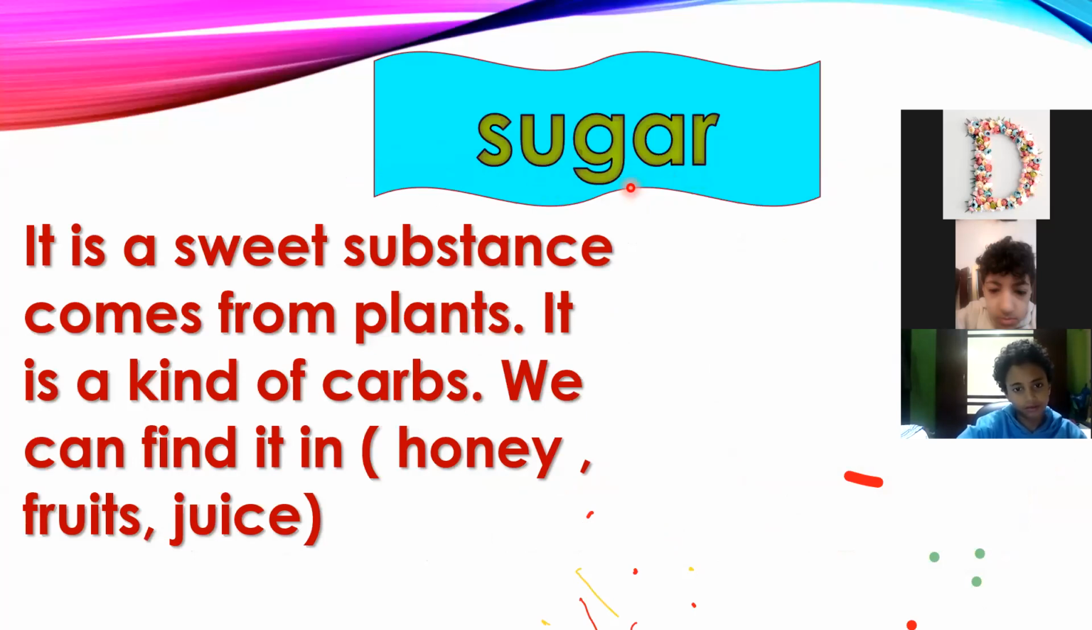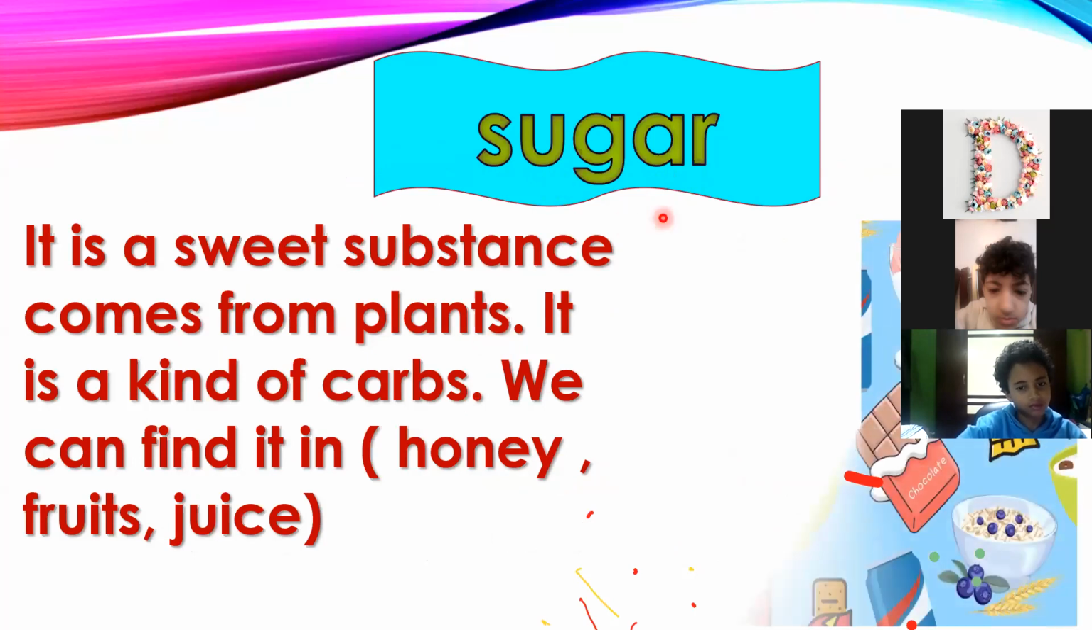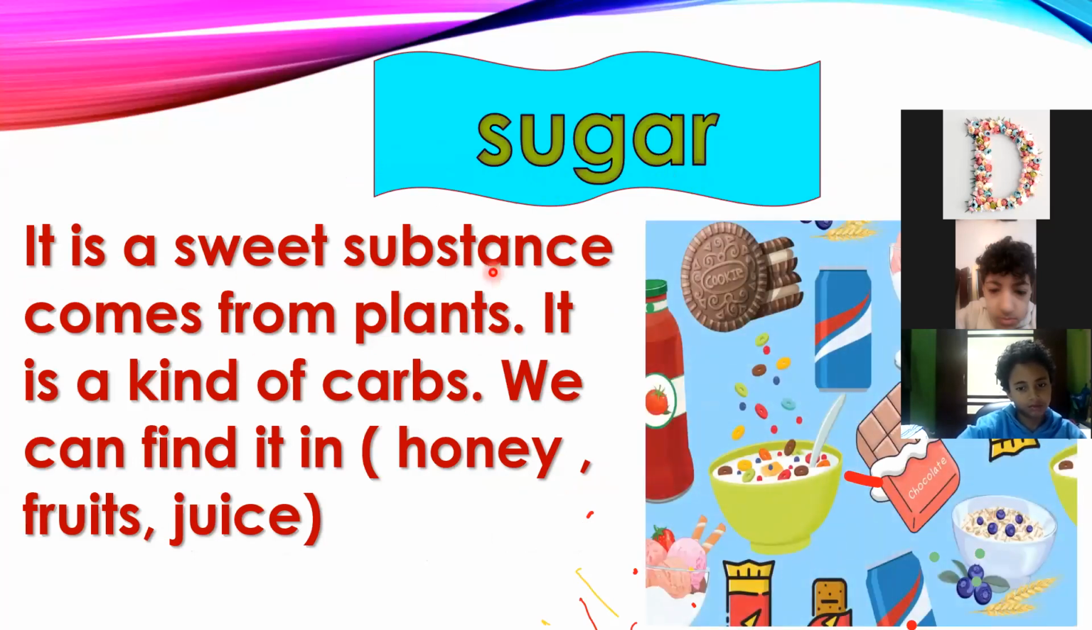And we all know sugar. We use it in many things. It is a sweet substance, and it comes from plants. And it is a kind of carbs, or carbohydrate. And we can find it where? We can find it in honey, fruits, and juice.